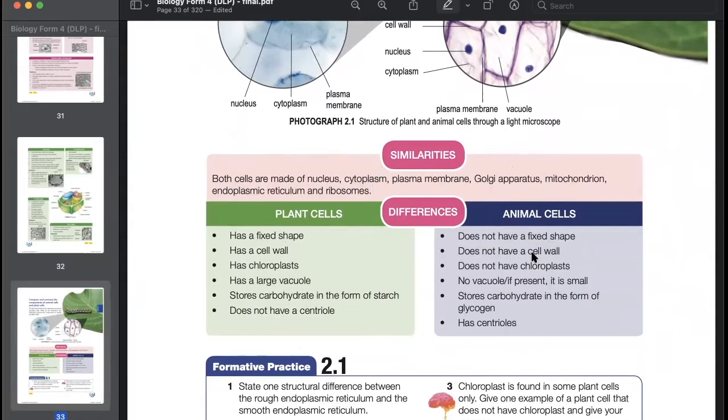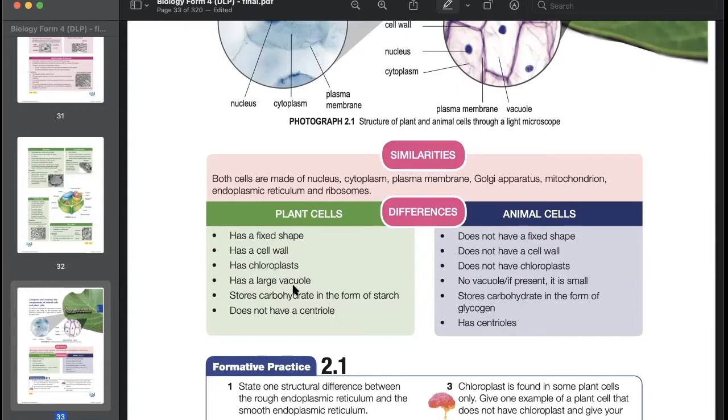Because it doesn't have a cell wall. Yang ni it has a cell wall, so it can do photosynthesis. Animal cell cannot do photosynthesis. Why? Because it doesn't have chloroplast. Yang ni has a large vacuole. No vacuole, if present, is too small.